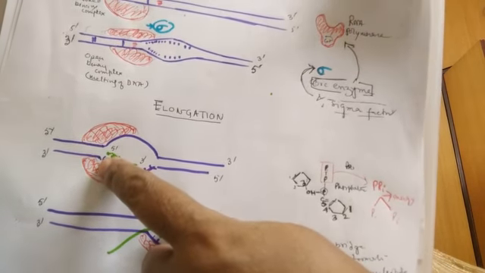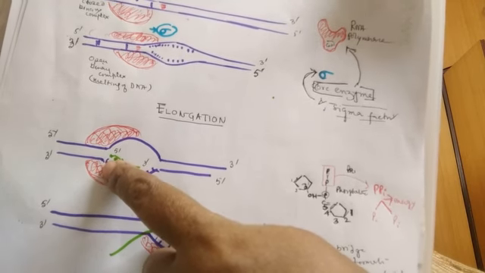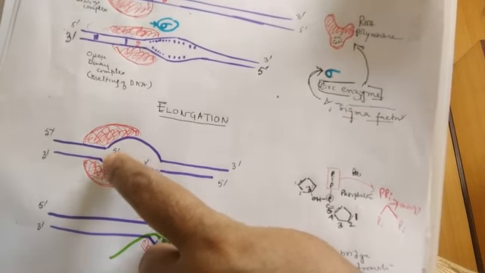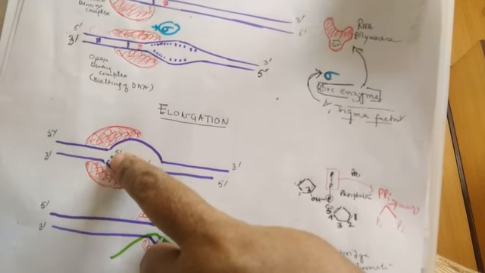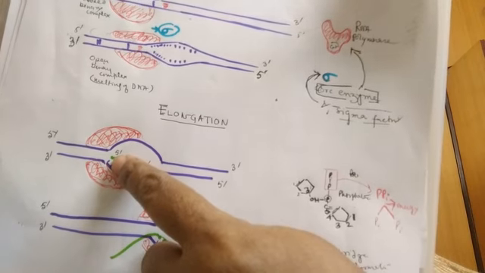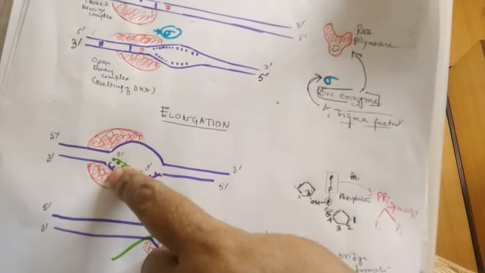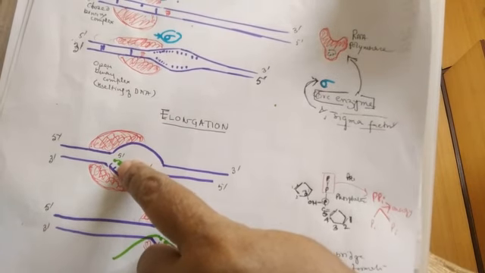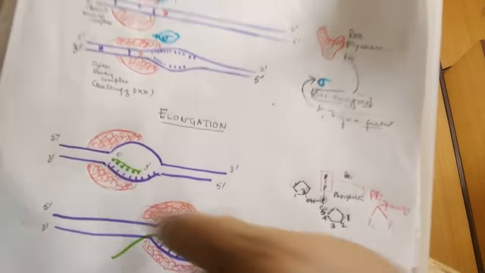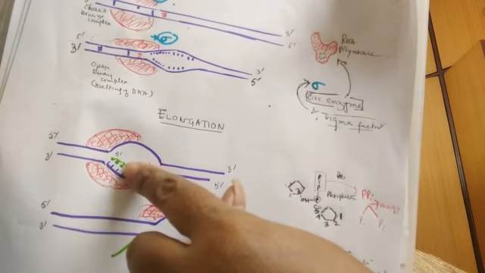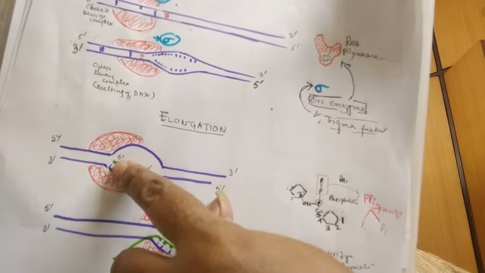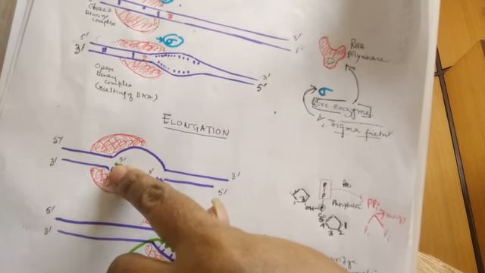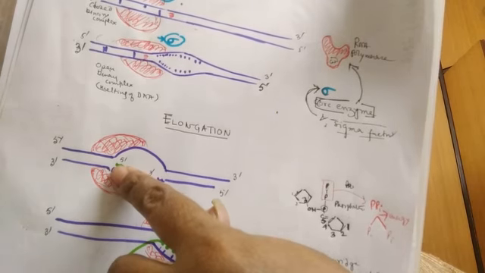So suppose this is having adenine, clear, nitrogen. So suppose A is there, so opposite to A there will be U. So T is here, so opposite to T there will be A. So likewise, the ribonucleotides with complementary nitrogen bases come to the template strand. Clear?